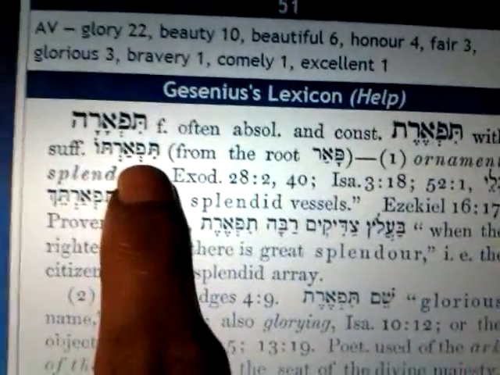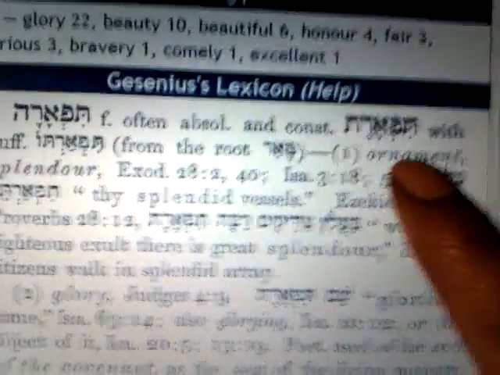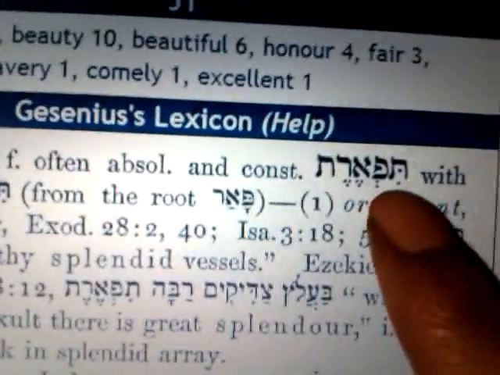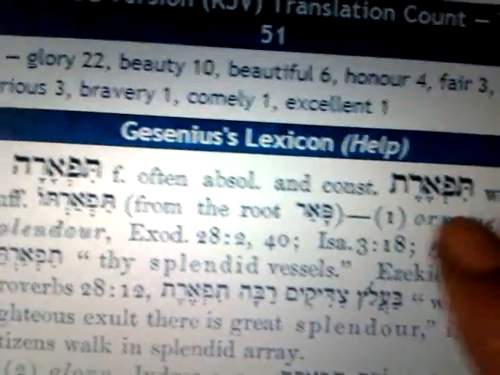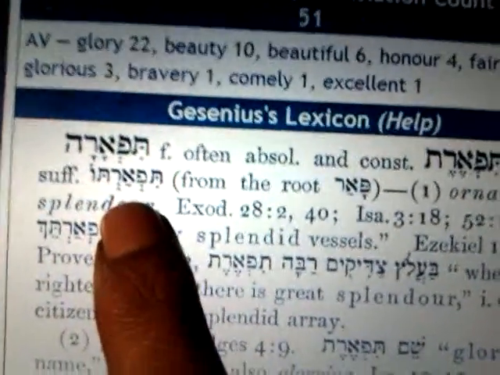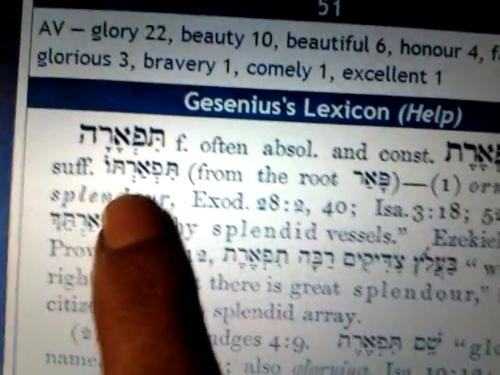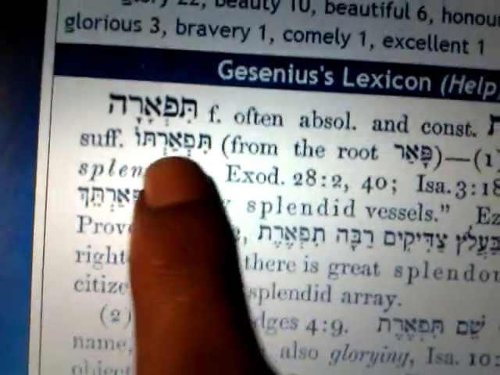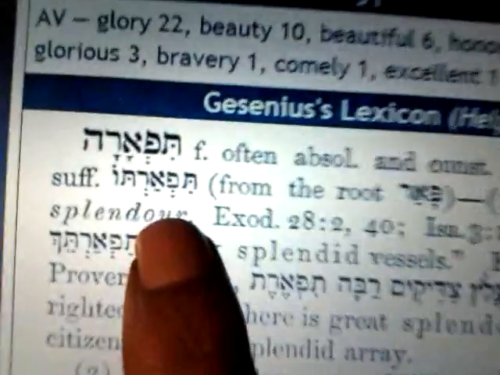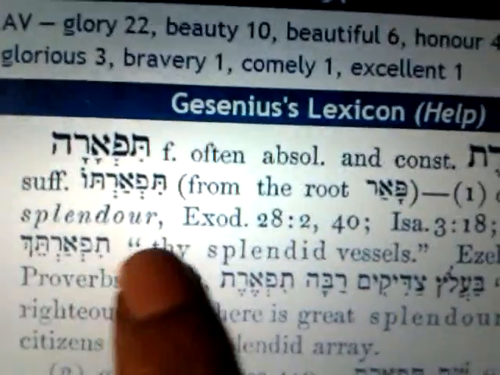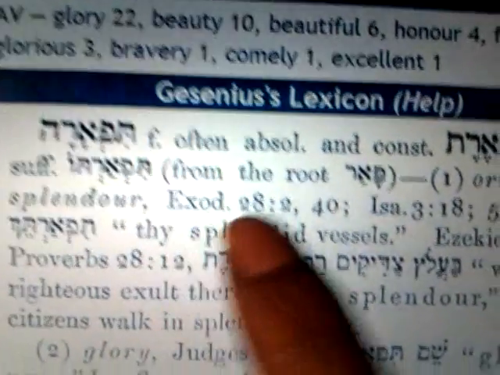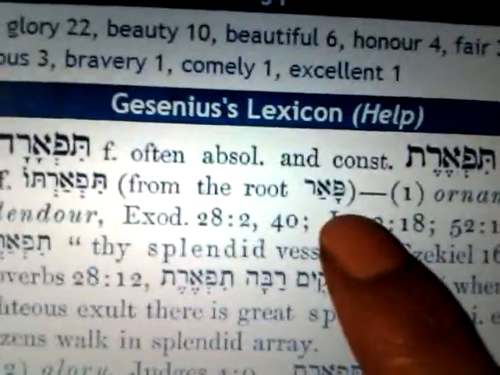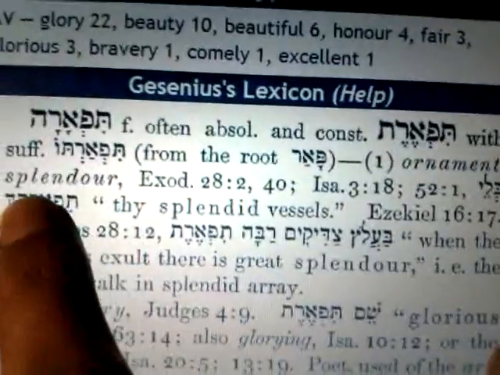And now here it has tipharah, often absolute, tipheret. So we have both the more masculine and the feminine form, tipharah or tipheret and tipharat, tipheret, tipharah, with the suffix, tipharto, according to the pointing. But the pointing is kind of dubious, and we'll touch on why that Masoretic pointing is a little bit dubious. But the basic continental roots, we can see the link with fa'ar, pa'ar, as ornament, splendor.